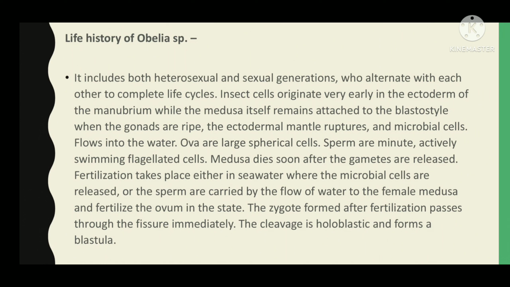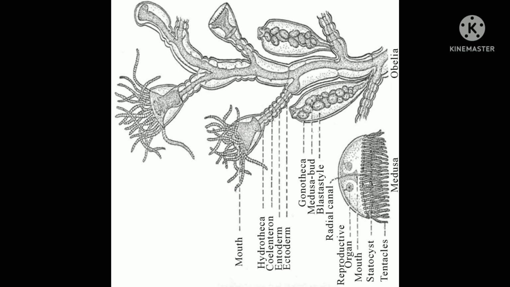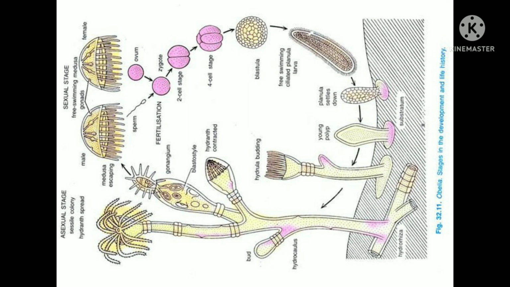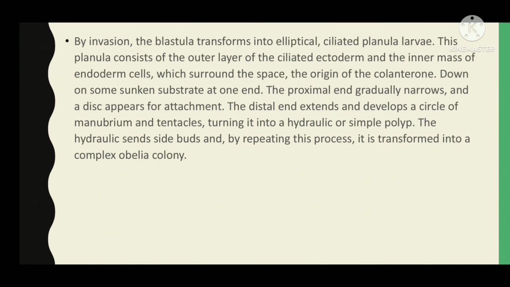Then fertilization occurs either in the seawater where the germ cells are set free, or spermatozoa may be carried by water currents to the female medusae and fertilize the ova in situ. The zygote formed after fertilization immediately undergoes cleavage. The cleavage is holoblastic and a blastula is formed. By evagination, the blastula is converted into an oval ciliated planula larva.